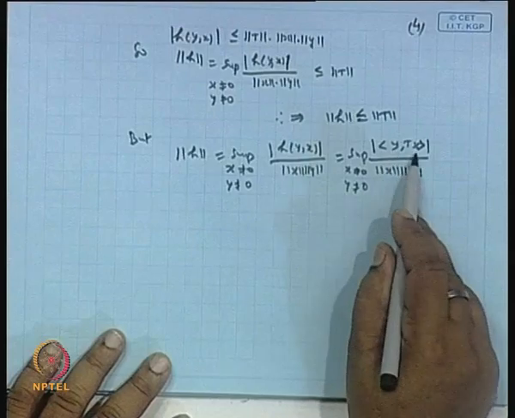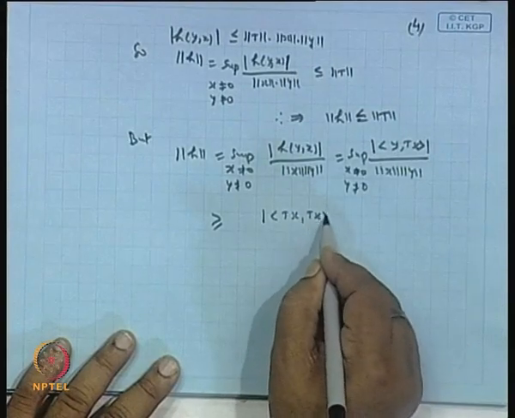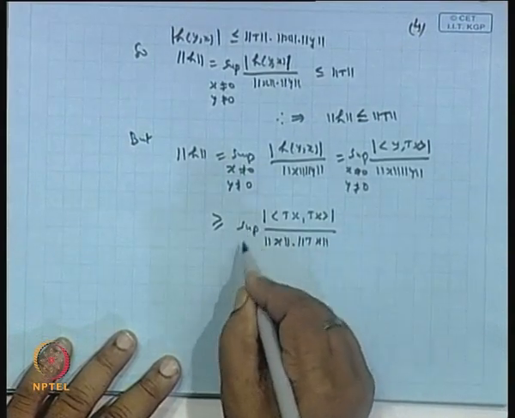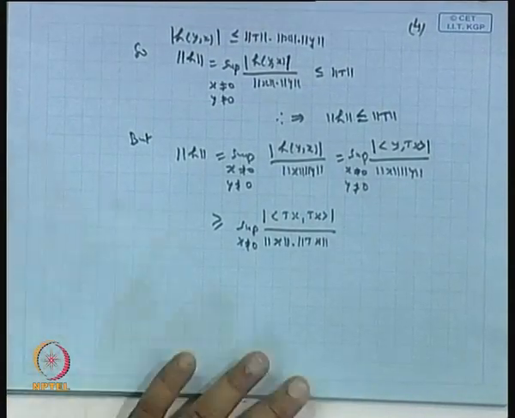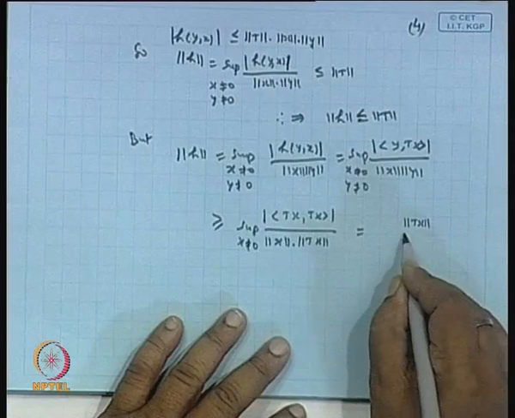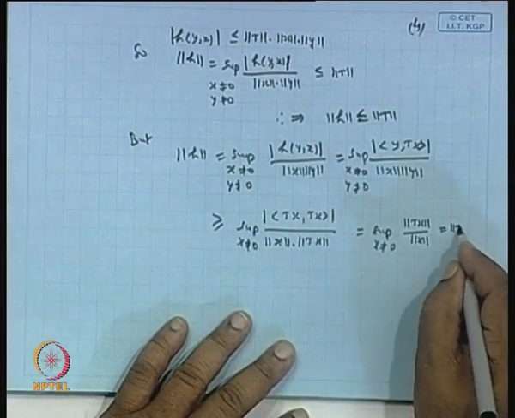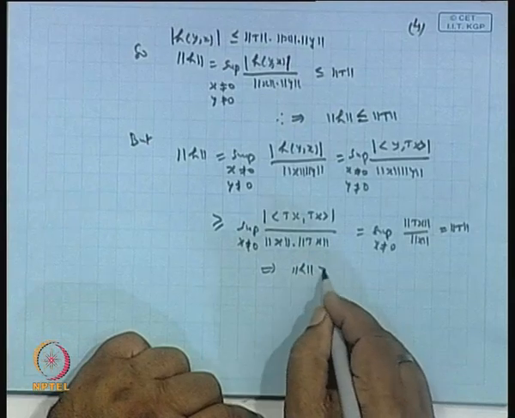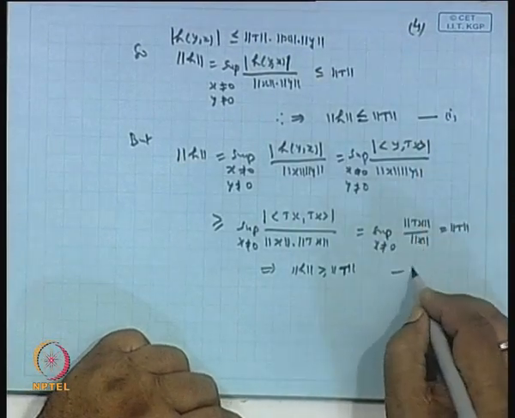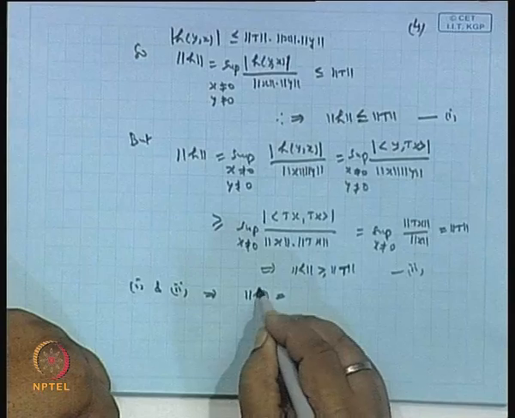Now, let us replace y by a particular value, T x. So, the entire thing will be greater than or equal to the modulus of the inner product of T x with T x over norm of x into norm of T x, with the supremum over x not equal to 0, for this particular value. This is nothing but norm of T x squared. So, this will give the supremum of norm of T x divided by norm x, x not equal to 0, and that is nothing but the norm of T. So, this implies the norm of h is greater than or equal to the norm of T. Combining 1 and 2 gives the norm of h equal to the norm of T.